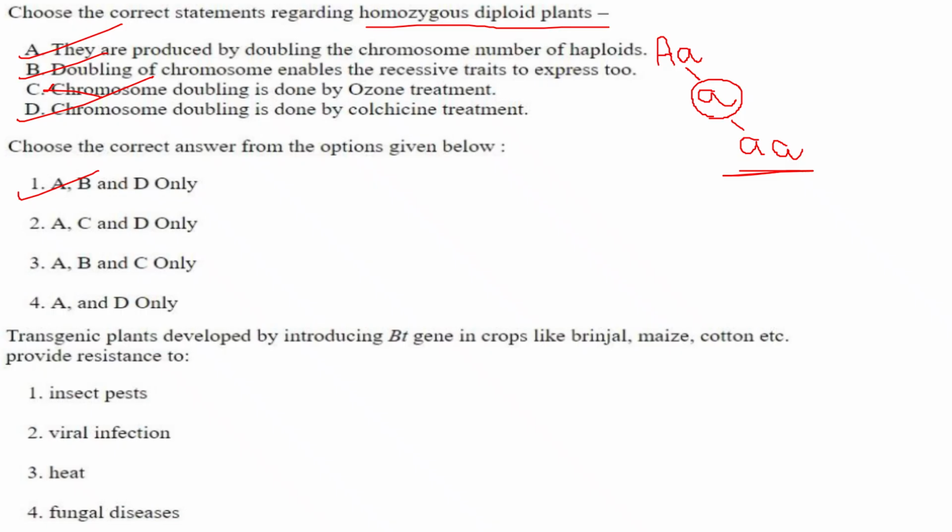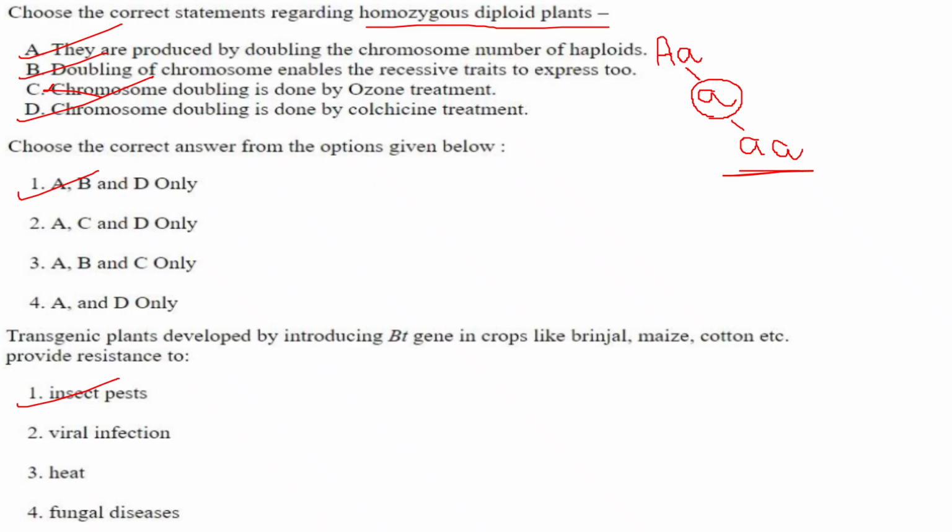Then next one, transgenic plants developed by introducing Bt gene in crops like brinjal, maize and cotton provide resistance to insect pest. Okay, this Bt gene will produce the cry protein. Cry protein are toxic to insect.